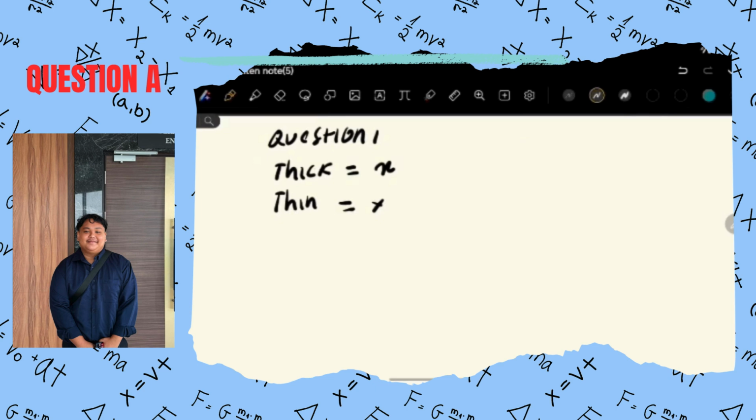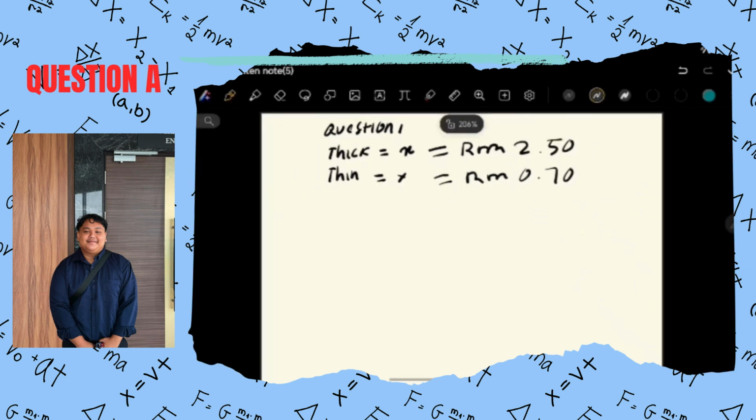I was represented in this question. The thick exercise book is represented by X and the thin one is represented by Y. Also in this question, the price of the thick one is RM 2.50 and the thin one is RM 0.70. That is the price. After that, we must also find the other information that the question gives.